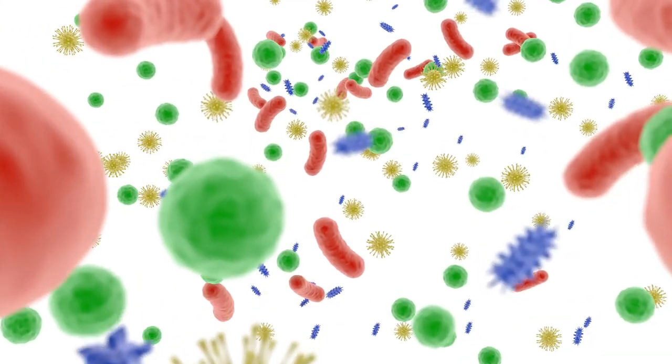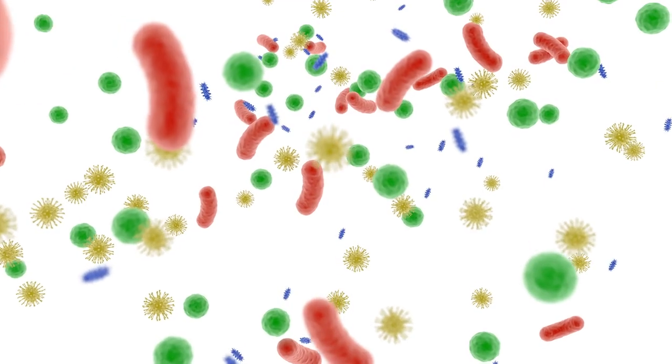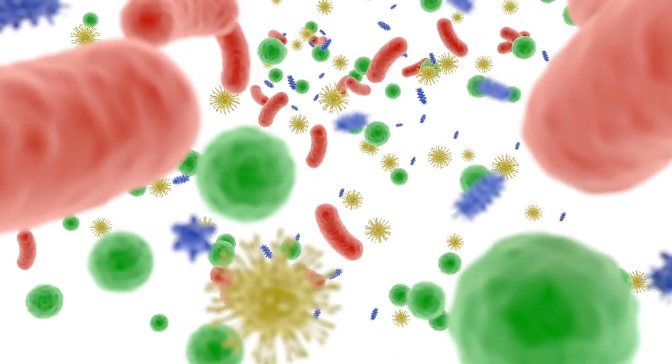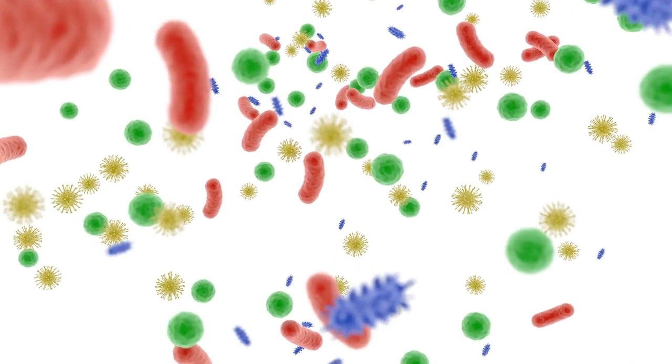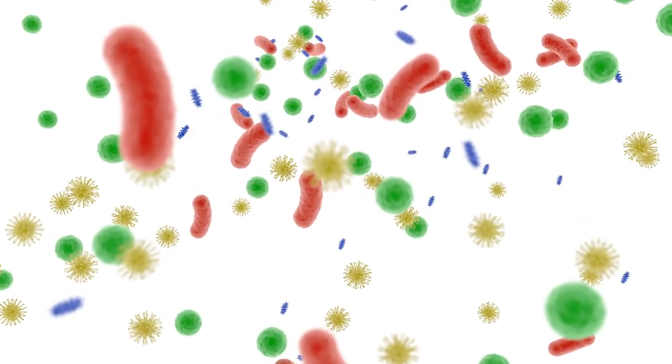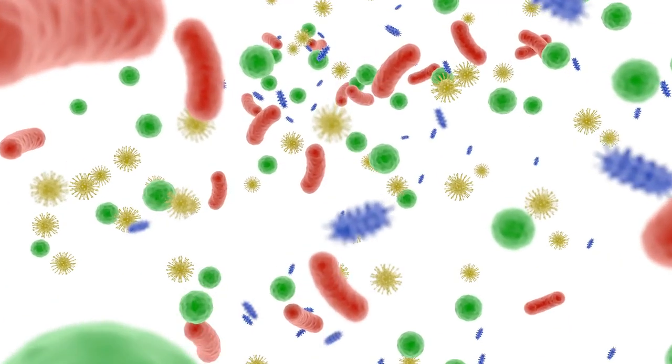Number 8. Pathogen-associated molecular patterns, PAMPs. Pathogen-associated molecular patterns, PAMPs, are conserved molecular structures found on the surface of pathogens, such as bacteria, viruses, and fungi, that are recognized by the immune system.